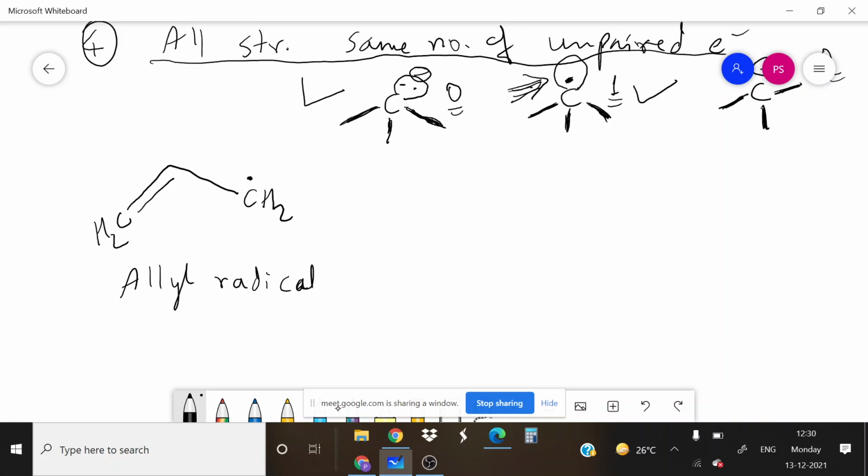We already discussed what is free radical. Free radical is a chemical species having at least one unpaired electron, and on the right hand side carbon you can see one unpaired electron is there, one single electron is there. Now I am going to write the resonance structure of this molecule.